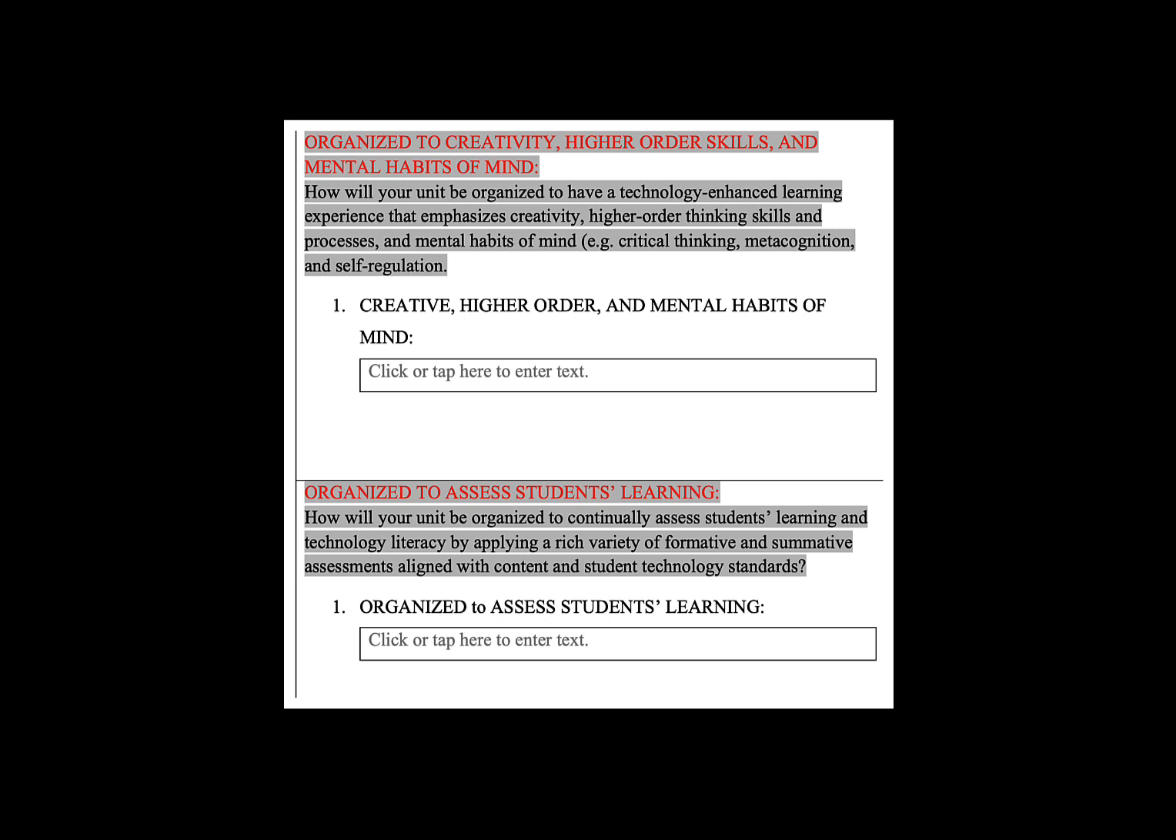Being organized to assess students' learning is the fourth area in this section. In this area, designers decide how the unit will be organized to continually assess students' learning and technology literacy by applying a rich variety of formative and summative assessments that are aligned with the content and student technology standards.